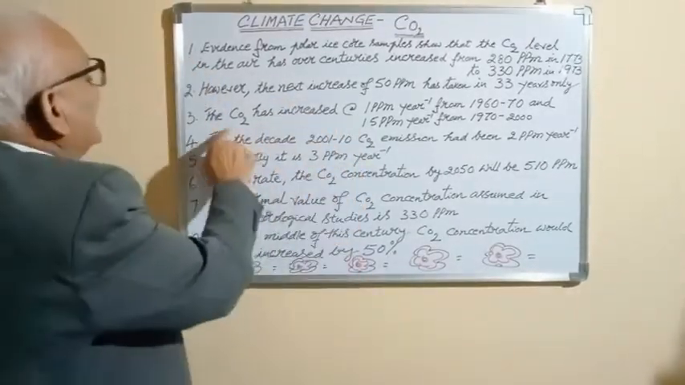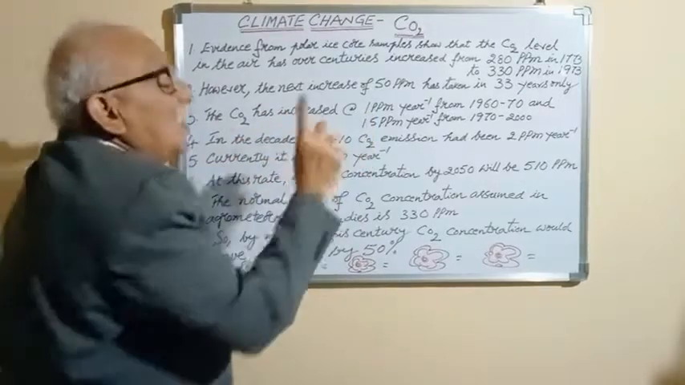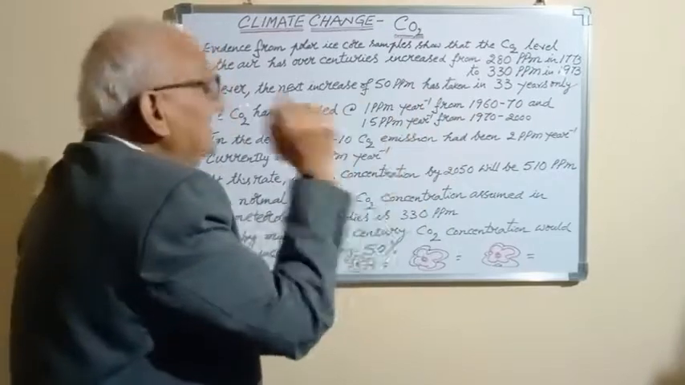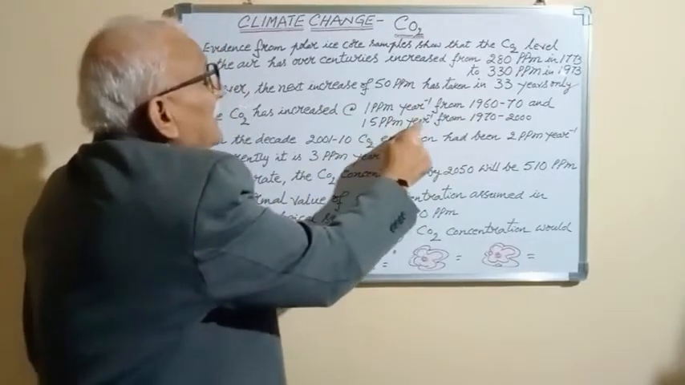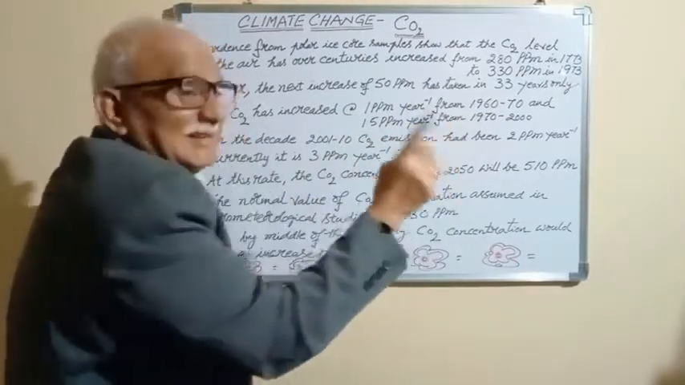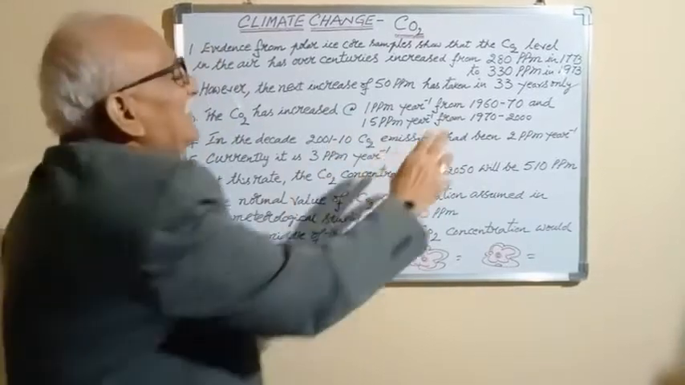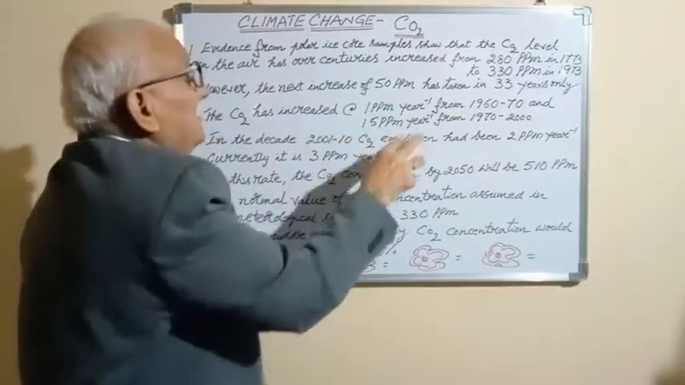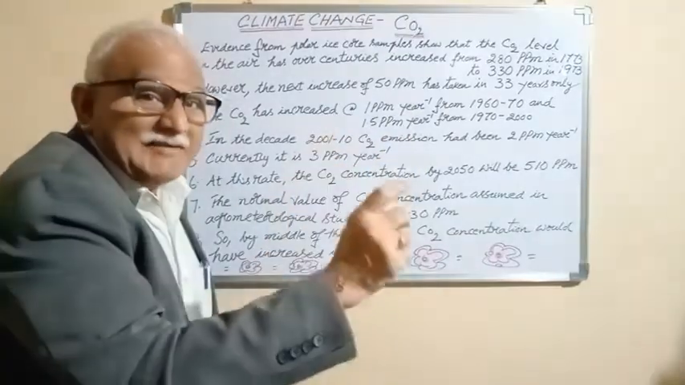Now, let us see. The CO2 has increased at the rate of 1 ppm per year from 1960 to 70 and 1.5 ppm per year from 1970 to 2000. You see, for 10 years, just 1 ppm. But 1.5 ppm from 1970 to 2000.